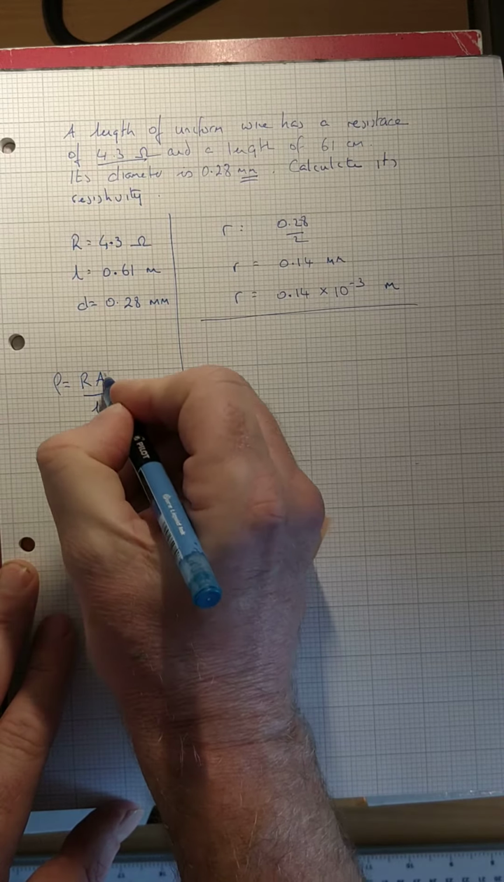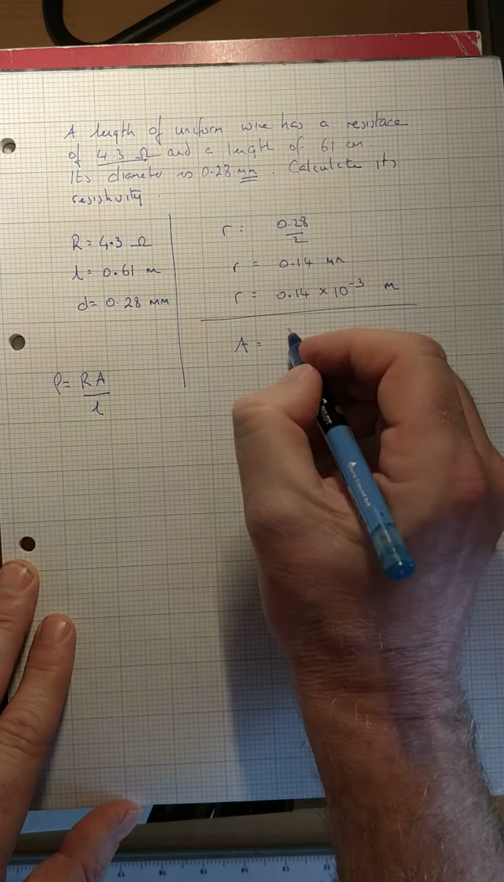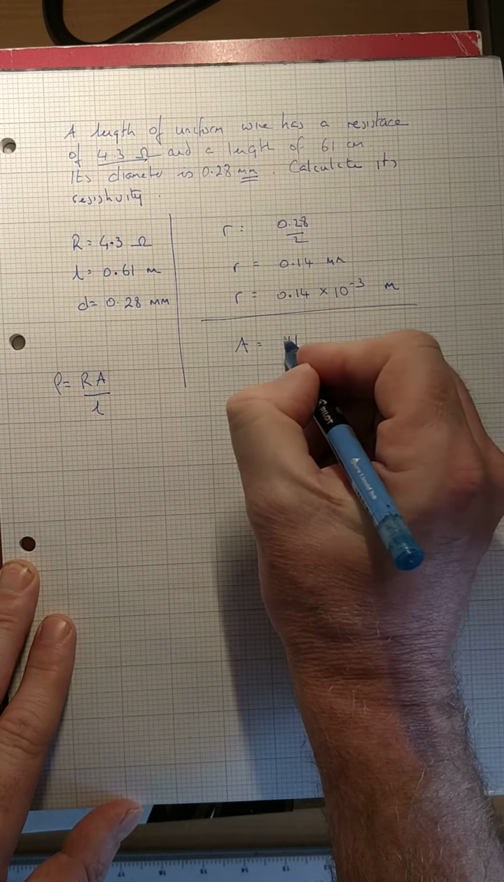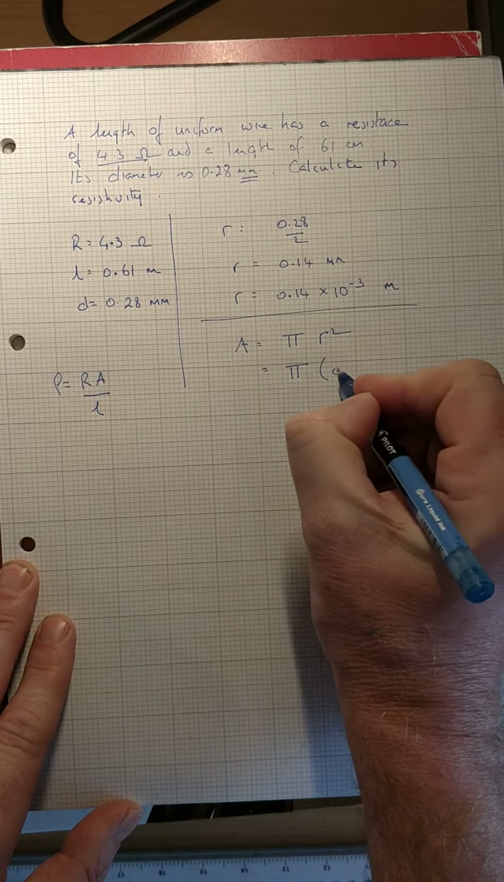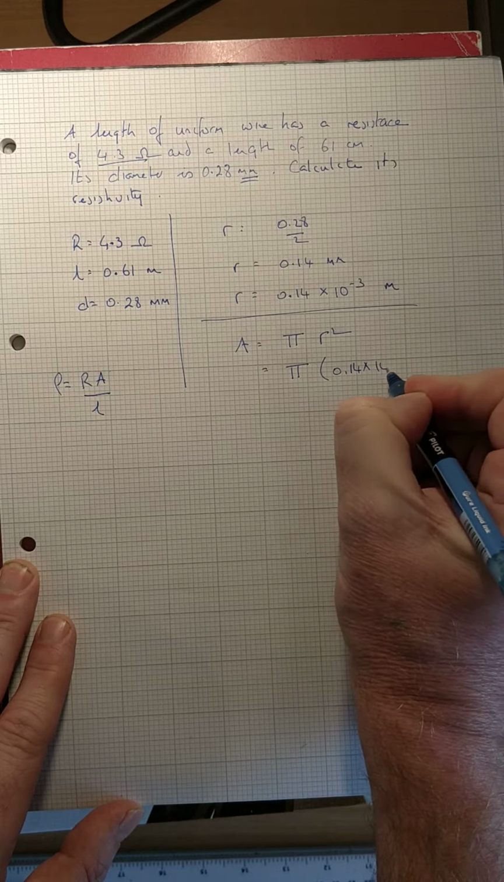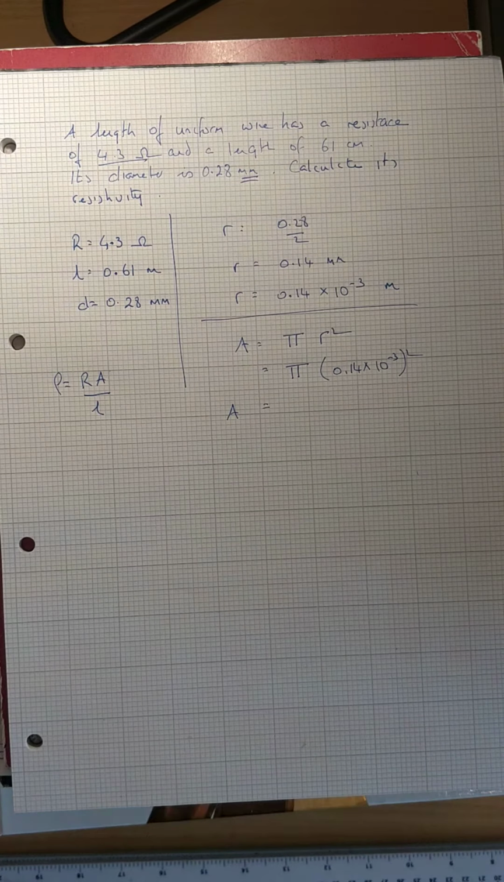So what you will always have to do is go and get the area first. They haven't said it, but they're implying that it has a circular cross-sectional area, so it is clearly the area of a circle, pi r squared. So pi times 0.14 by 10 to the minus 3 squared. It's going to be a very small little area.